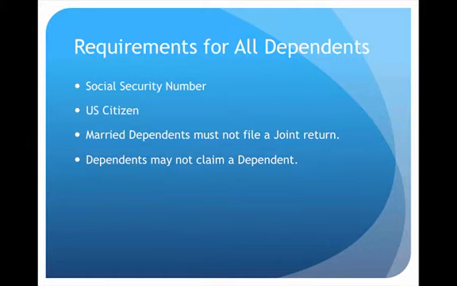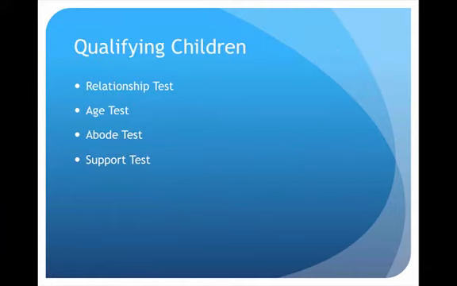But assuming that yes, this person does have a social security number, they are in fact a U.S. citizen, whether or not they're married, they can't file a joint return, and if they have a dependent, they're not going to claim that person if we're going to claim them. And if we can say yes to all four of these, then we would actually proceed to the next set of rules. Now, the next set of rules is called qualifying children. We would first attempt to qualify this person as our dependent under this set of rules.